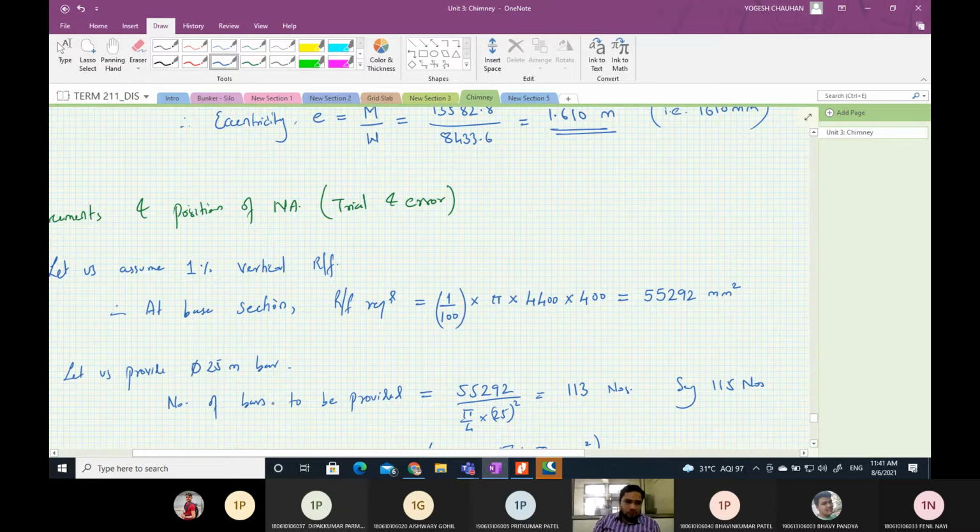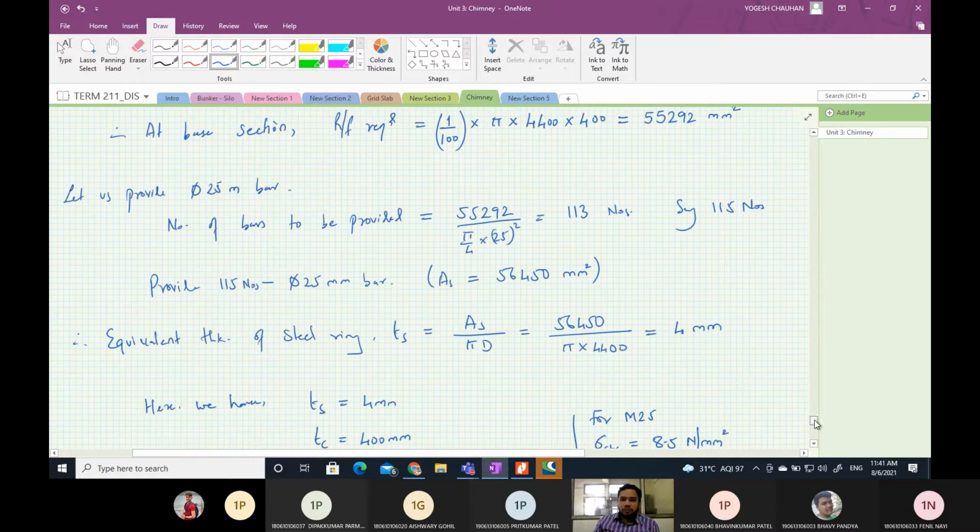So let us provide 25 mm bar. So we require 113 numbers. So let us provide 115 numbers of 25 mm bar diameter. That will give you As as 56,450 mm square. Now the equivalent thickness of the steel ring will be this area of the steel provided divided by the perimeter pi d. So the equivalent thickness of the steel ring comes out to be around 4 mm.